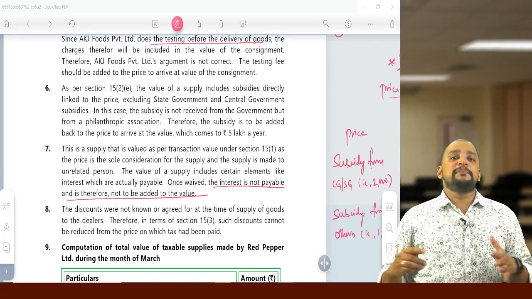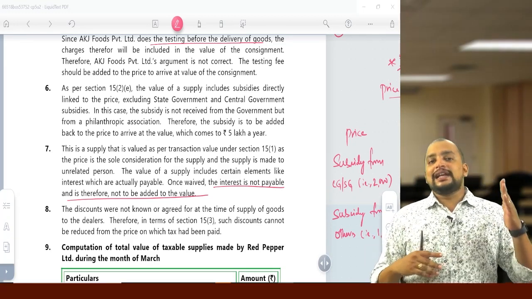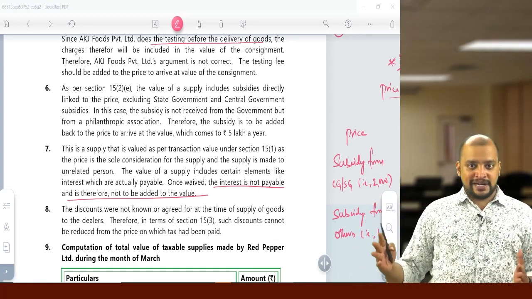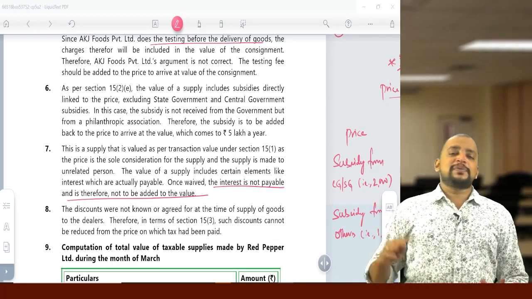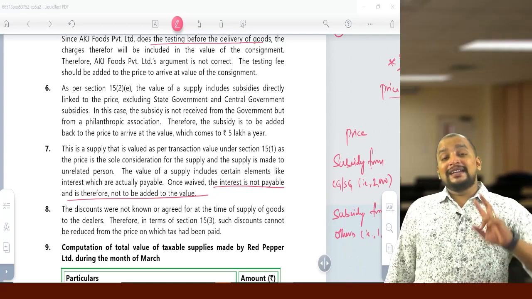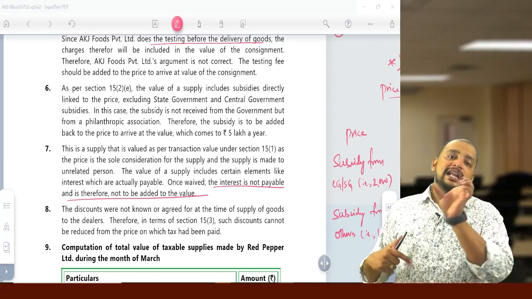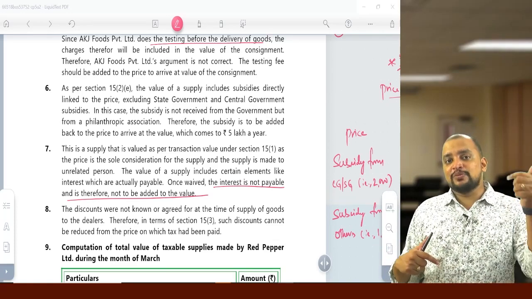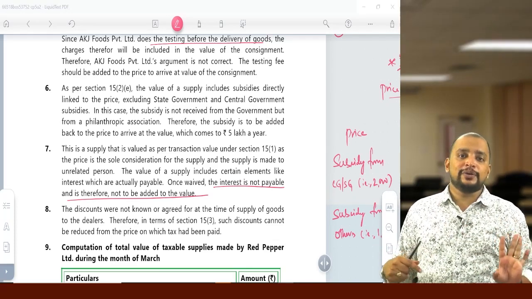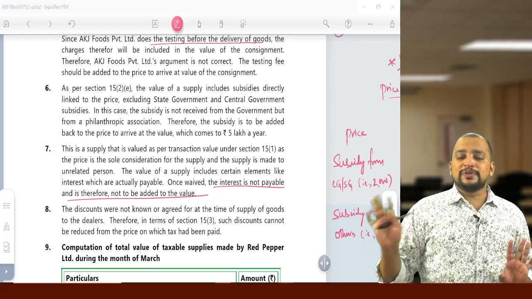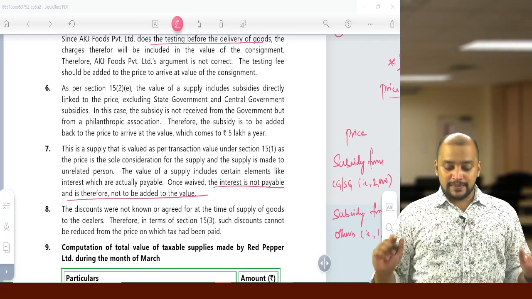Then, other subsidy, yes, other subsidy divided. First of all, the major division is directly linked to the price, not directly linked to the price. Not directly linked to the price needs to be ignored. Directly linked to the price is divided into two, from CG or SG or others. From CG or SG to be excluded, from others it is to be included. Not directly linked to the price to be ignored. This is the simple classification.